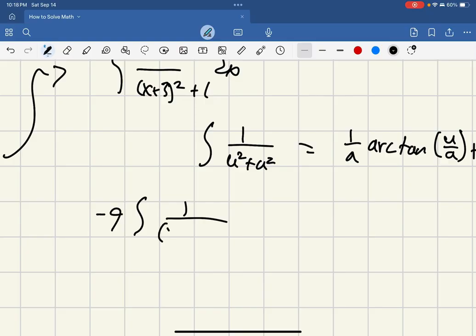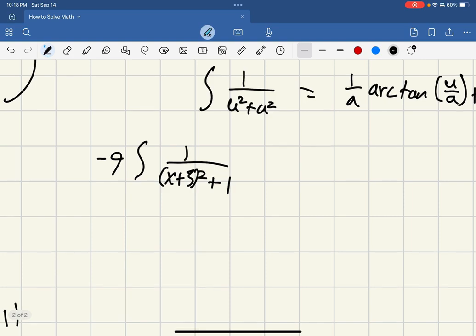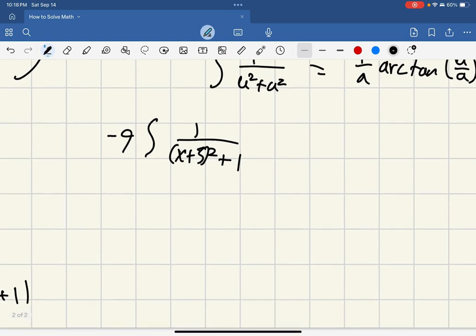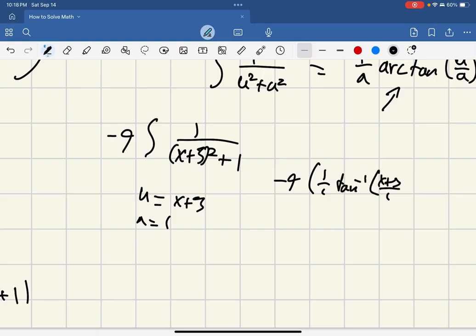I'll do 1 over x plus 3 squared plus 1. This doesn't seem correct to me. So if anything happens, I'm just going to go back and try and take the derivative of my final answer to see if I'm correct. But anyways, after this, now we can use this equation over here. So u is equal to x plus 3 and a is equal to 1. So this is just going to be negative 9 times 1 over 1 tan x plus 3 over 1 plus c.